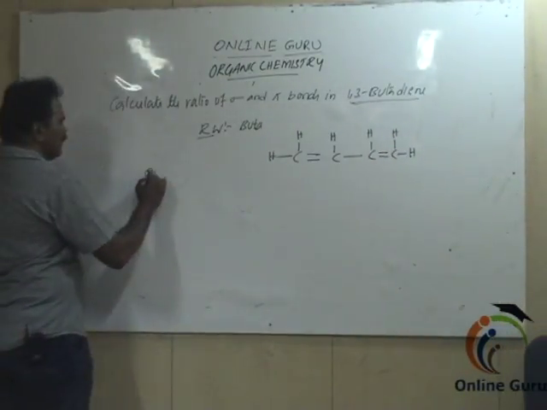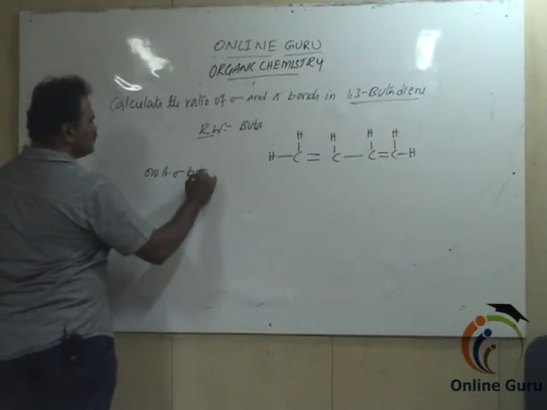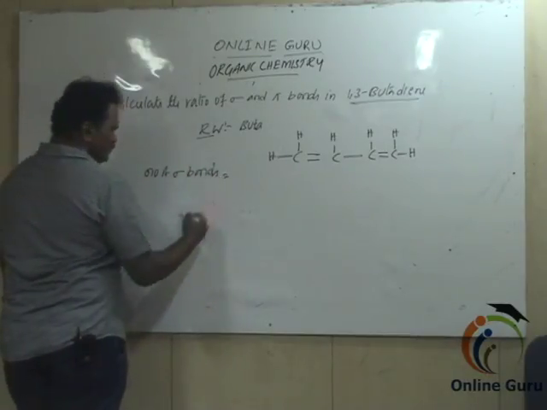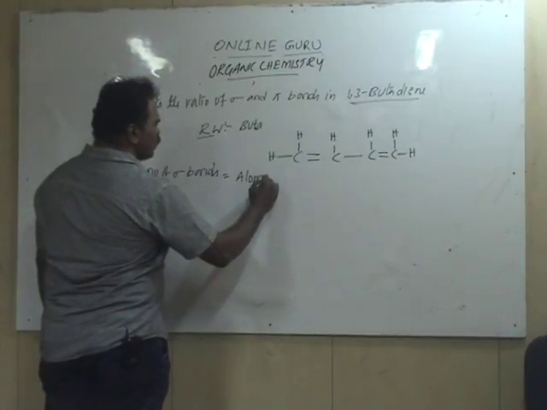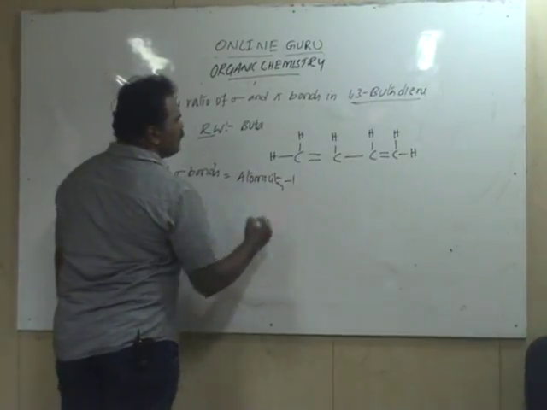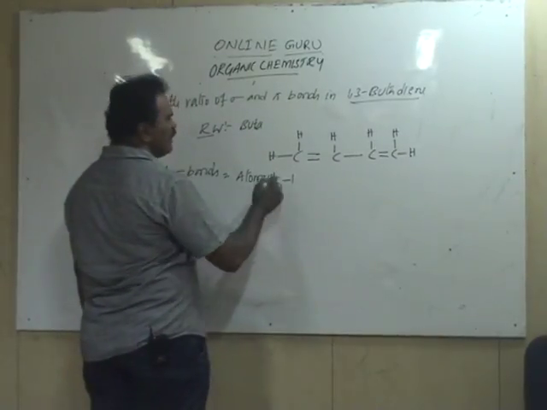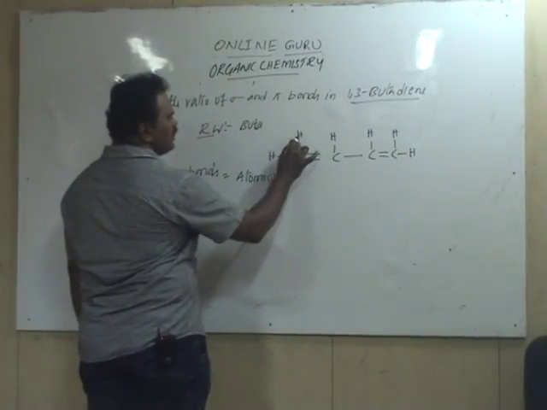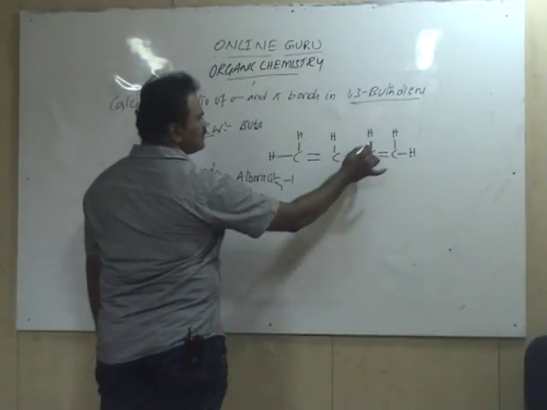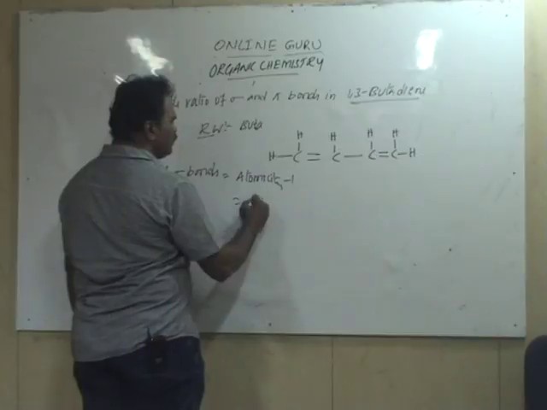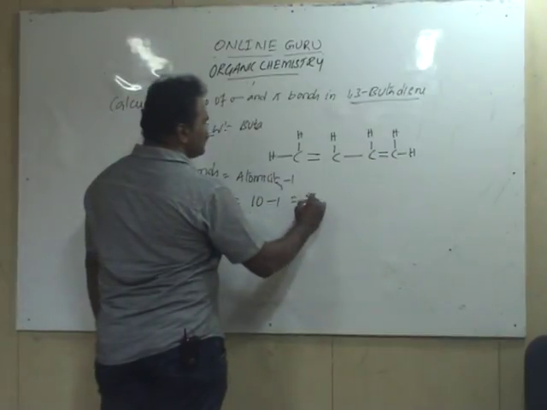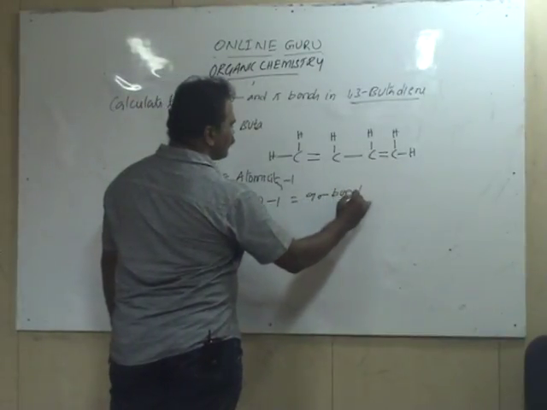Next, the number of sigma bonds. It is an open chain compound, so the number of sigma bonds equals atomicity minus 1. Atomicity means the total number of atoms: 1, 2, 3, 4, 5, 6, 7, 8, 9, 10. The atomicity equals 10. 10 minus 1, so it has 9 sigma bonds.